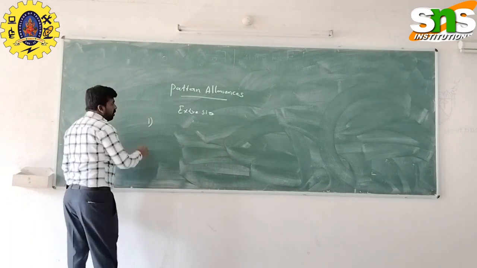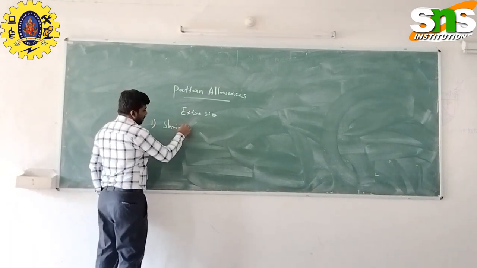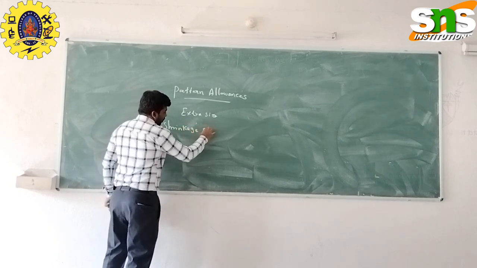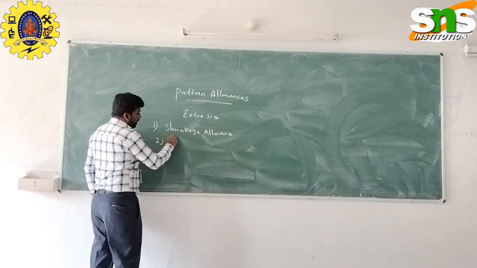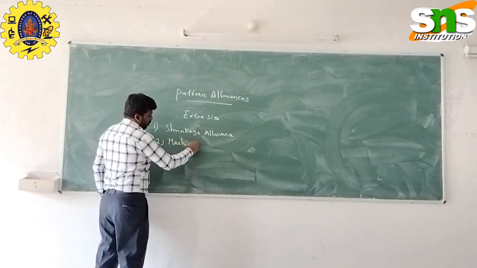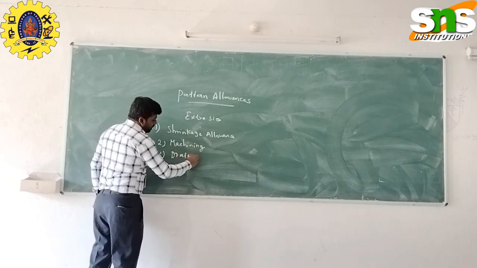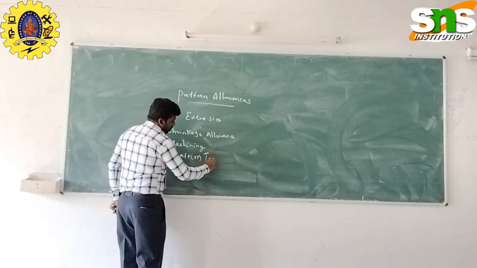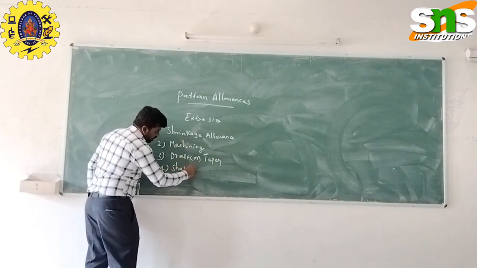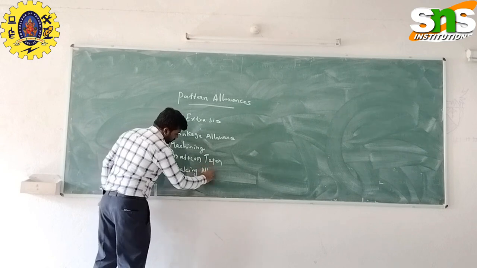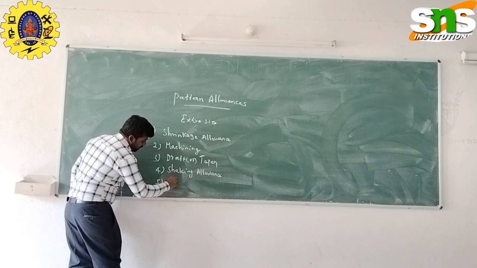So there are 5 types of pattern allowances available. The first one is shrinkage allowance. Machining allowance. Draft or taper allowance. Shaking allowance. And finally distortion allowance.